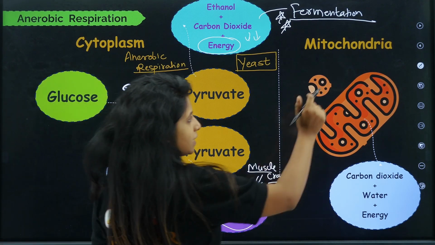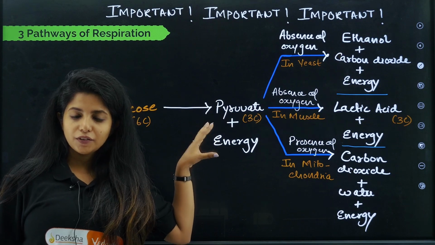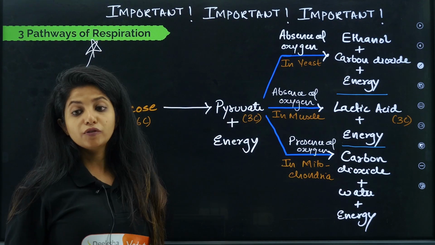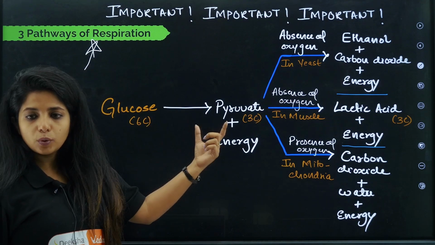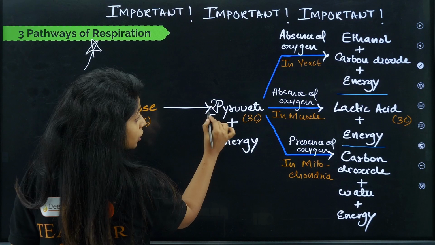Now let's learn it all together. Remember, something like this is given in your NCERT. This is very important. They will give you fill in the blanks and ask you to fill things. Okay, so glucose to pyruvate. Glucose is 6 carbon. There are 2 pyruvate that are being formed. It's important. Notice the details.